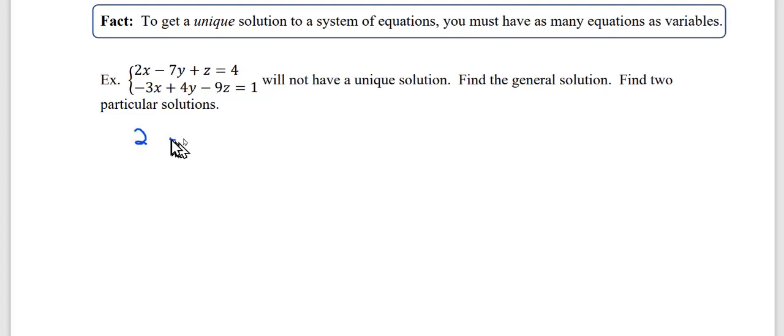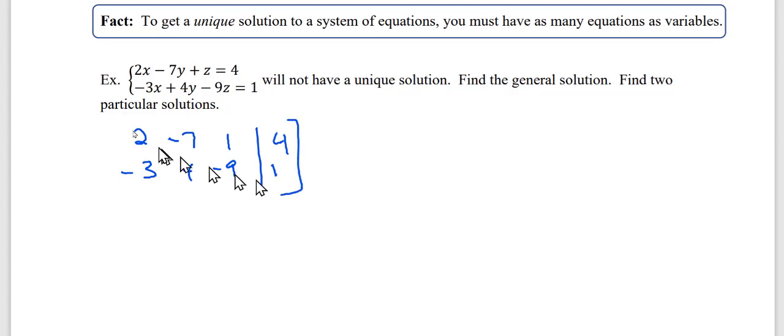That does not mean that we can't find some information out about it, though. We can still write the augmented matrix here. It just will only have 2 rows. Still represents the x column, the y column, and the z column, and the constants. Let's try to do that Gauss-Jordan elimination on this and see what we get.